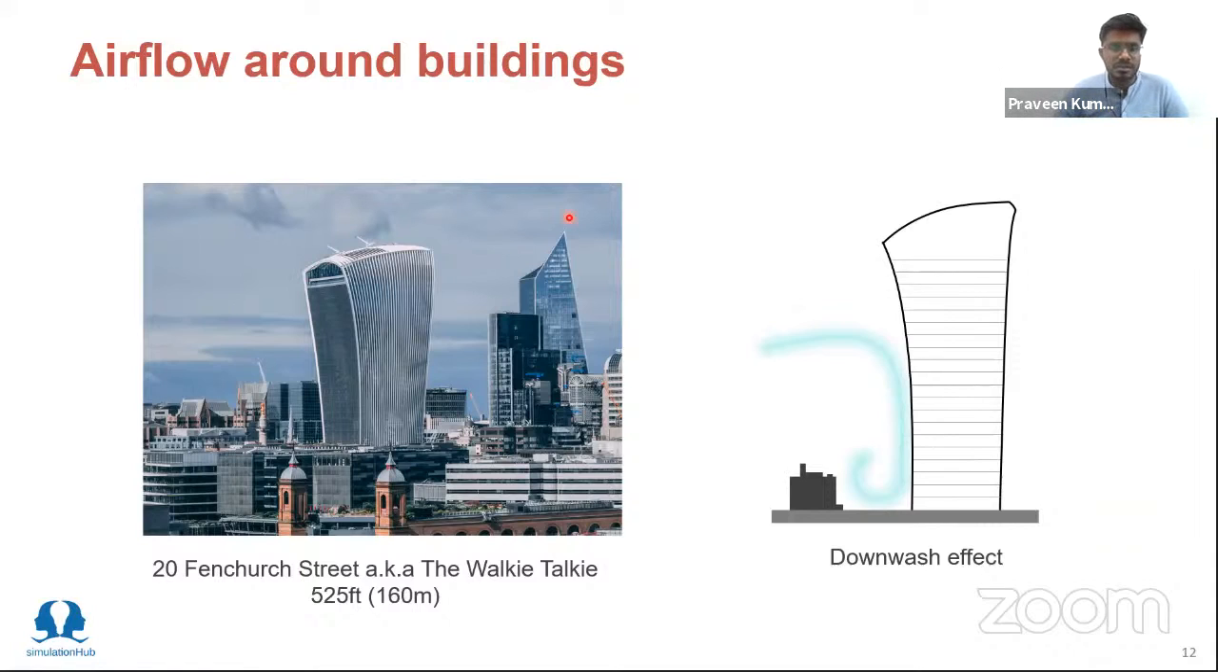So this is a building, the Walkie-Talkie tower. It stands 500-odd feet, and it is in London, UK. The building stands face-on to the prevailing wind direction, and what happens is the wind hits the face of the building and a downwash occurs.